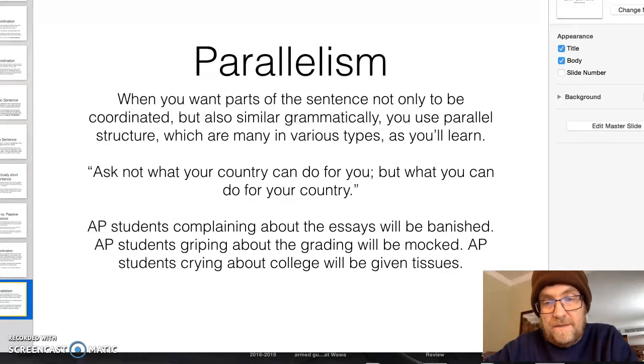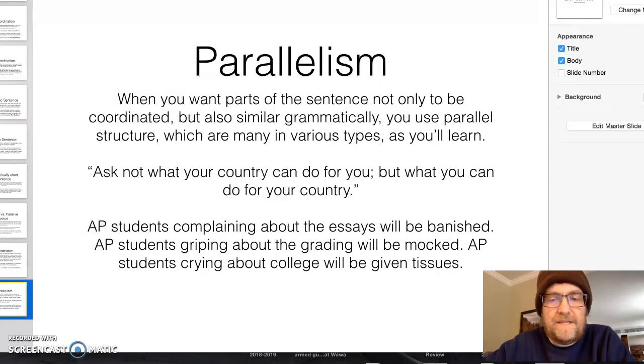All right, parallelism. We're going to study all different types of parallelism. We've already studied many different parts of parallelism, but when you want the parts of a sentence not only to be coordinated, but also similar grammatically, use parallel structure, in which there are many types, as you'll learn. Ask not what your country can do for you, but what you can do for your country. That's absolutely perfect. It's ABBA, right?